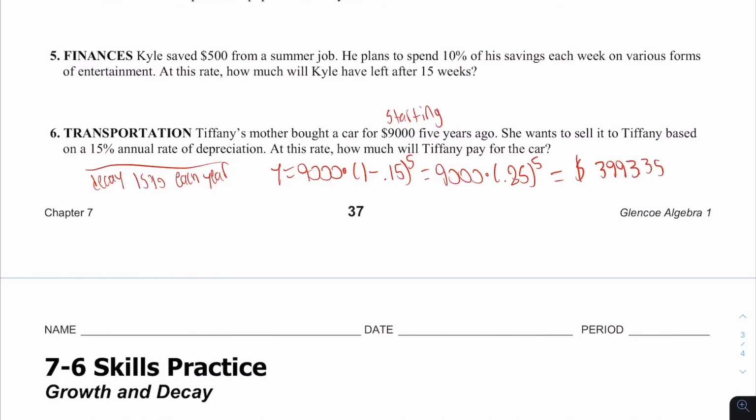$3,993.35. That's how much the daughter's going to pay, which is a lot. I think a mom should give their daughter a better deal. It's a 5-year-old car. It only cost them $9,000. It should be like $2,000.